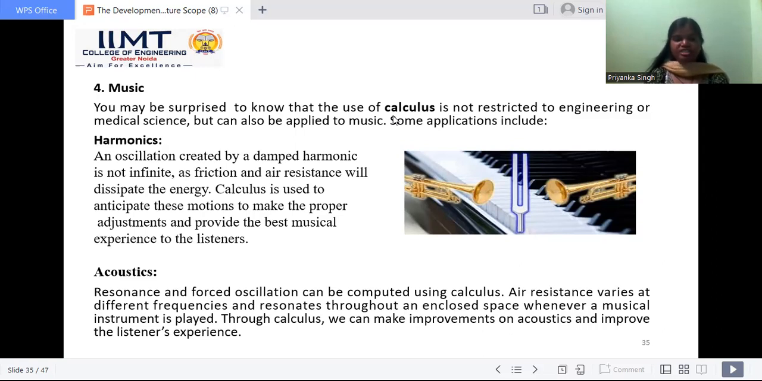Acoustics. Resonance and forced oscillation can be computed using calculus. Resistance varies at different frequencies and resonates throughout an enclosed space whenever a musical instrument is played. Through calculus, we can make improvements on acoustics and improve the listener's experience.